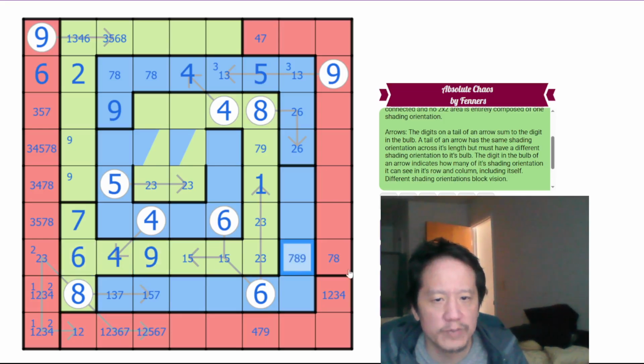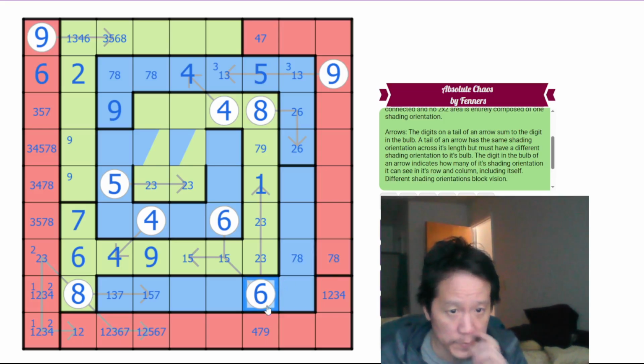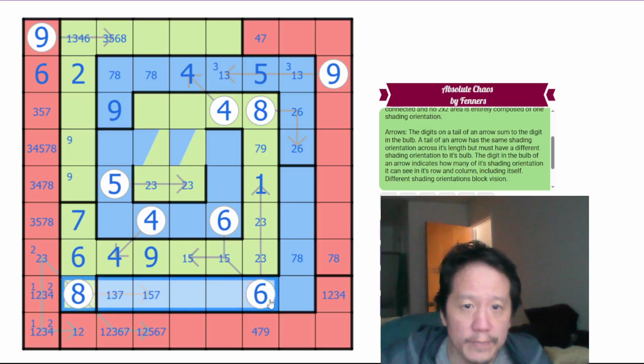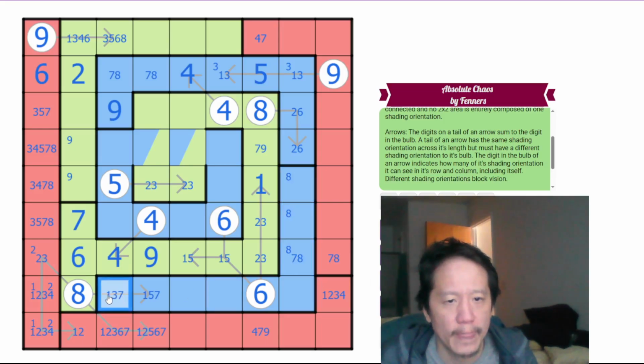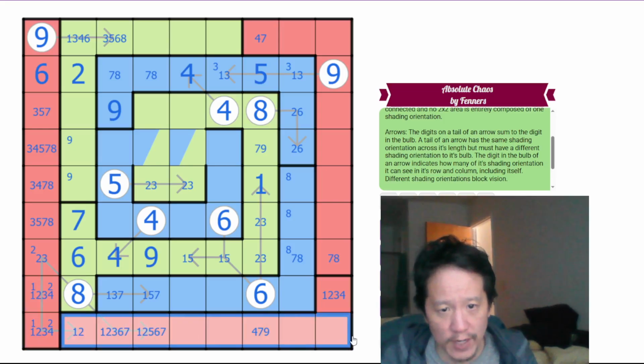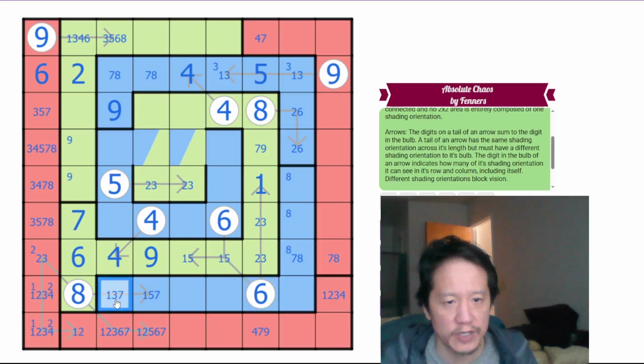So this 9 means this can't be 9. We have a 7, 8 pair here. 8 cannot be here in this region, so 8 has to be one of these 3 digits. One of these digits is a 1. There has to be a 1 in this 9-cell region. So the rest of rows 8 and 9 cannot contain a 1. So this can't be 1.